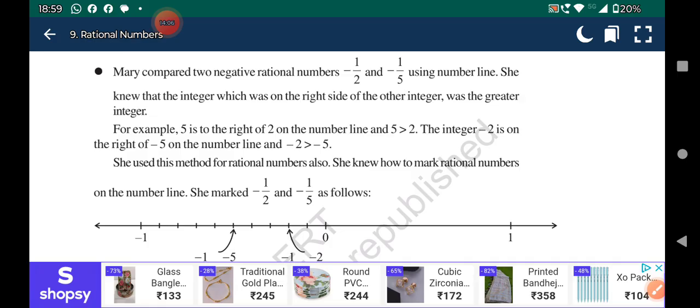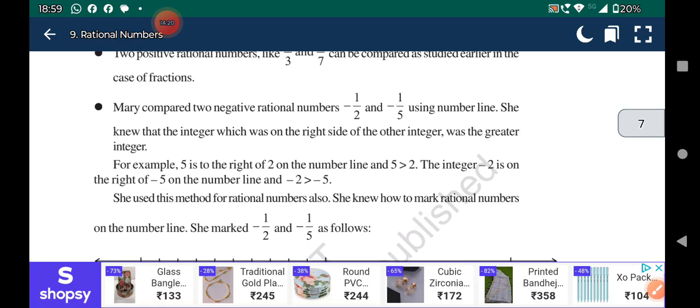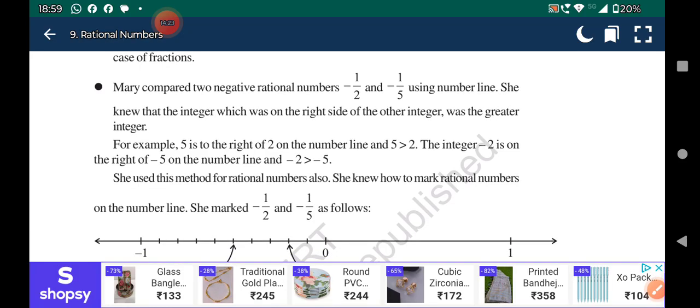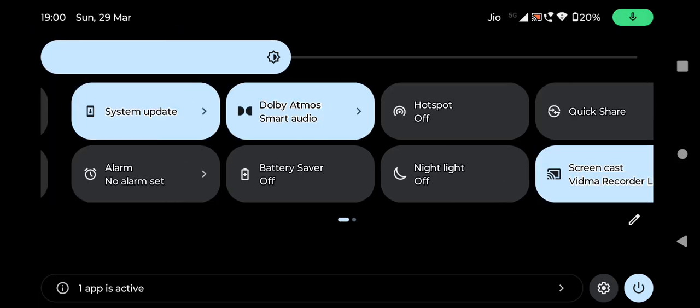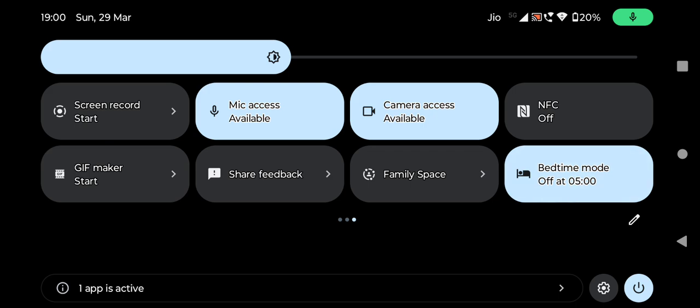She knew that the integer which was on the right side of the other integer was the greater integer. For example, 5 is to the right of 2 on the number line and 5 is greater than 2. The integer minus 2 is on the right of minus 5 on the number line and minus 2 is greater than minus 5. She used this method for rational numbers also. She knew how to mark rational numbers on the number line. She marked minus 1 by 2 and minus 1 by 5 as follows.